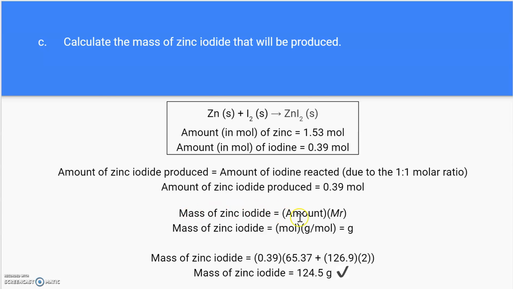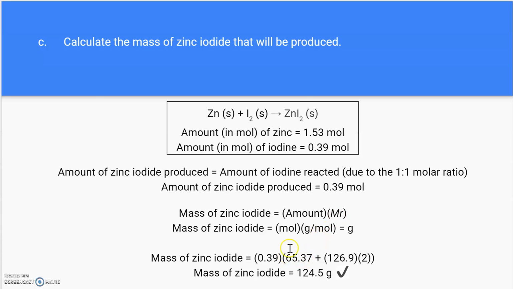Now that we have the amount in moles, we want it in grams. So to calculate that, we multiply the amount in moles times its molecular mass. Why? Because we're multiplying moles times grams per mole, and we're canceling the mole unit and getting grams, which is what we want. So the amount in moles, we already know it's 0.39 due to the 1-to-1 molar ratio between the limiting reactant and the desired product. So we know it's 0.39, and we're going to multiply that by the total molecular mass of the desired product.